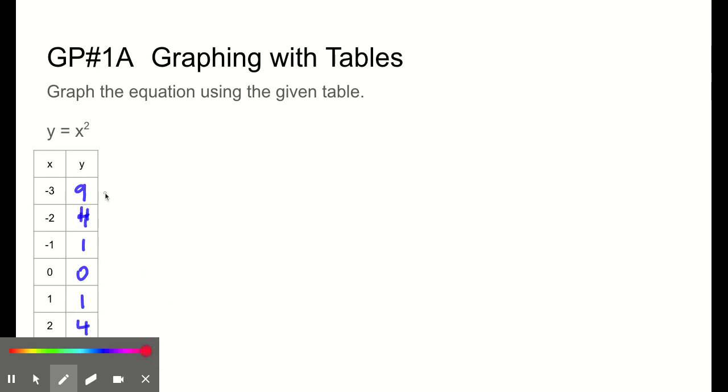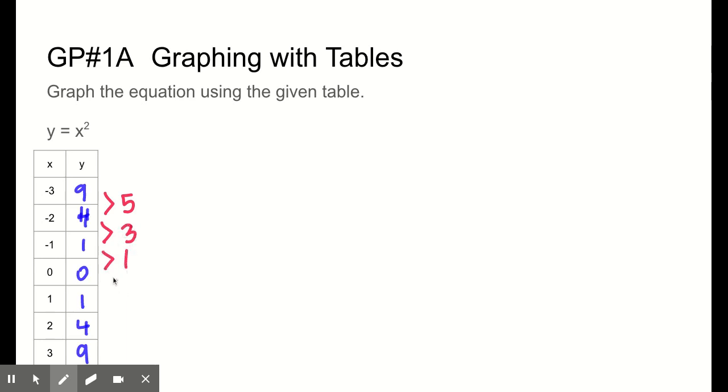So for the first difference, from 9 to 4 is a difference of 5. From 4 to 1 is a difference of 3. From 1 to 0 is a difference of 1. From 0 to 1 is a difference of 1. From 1 to 4 is a difference of 3. And from 4 to 9 is a difference of 5. So clearly we don't have a common first difference, which means that linear function is off the table. This is not a linear function, which means when we graph this function, it will not give us the shape of a line. Well, let's check the second difference.